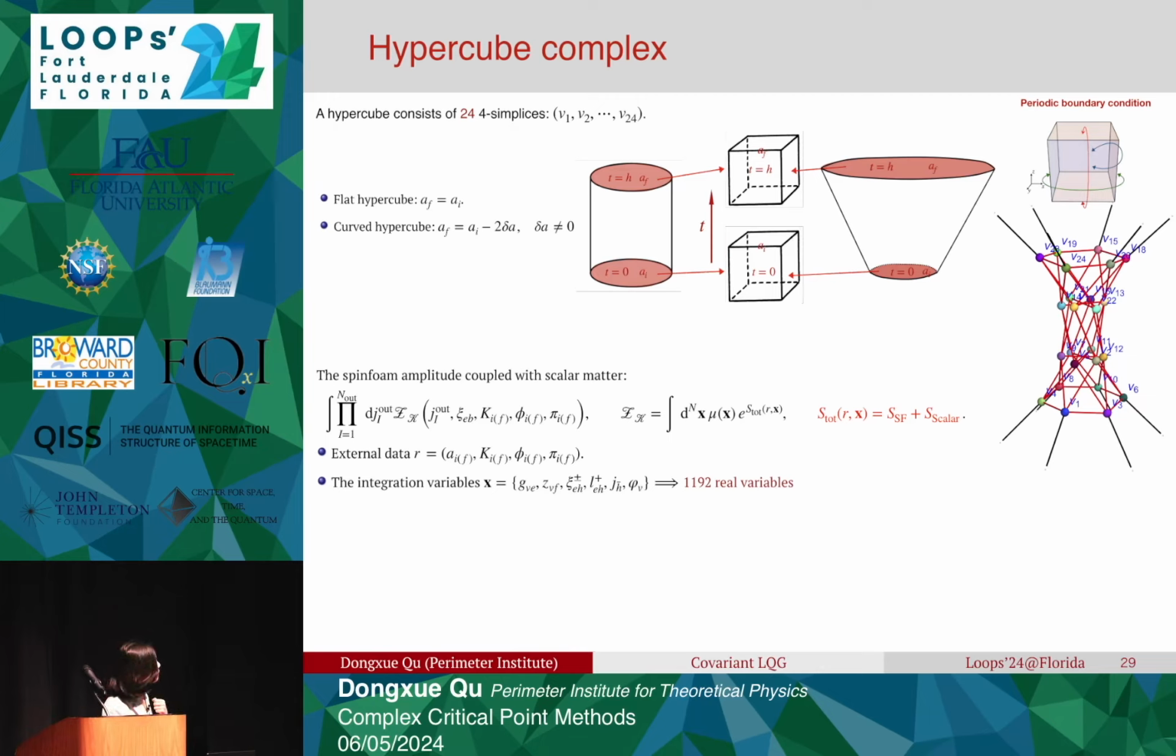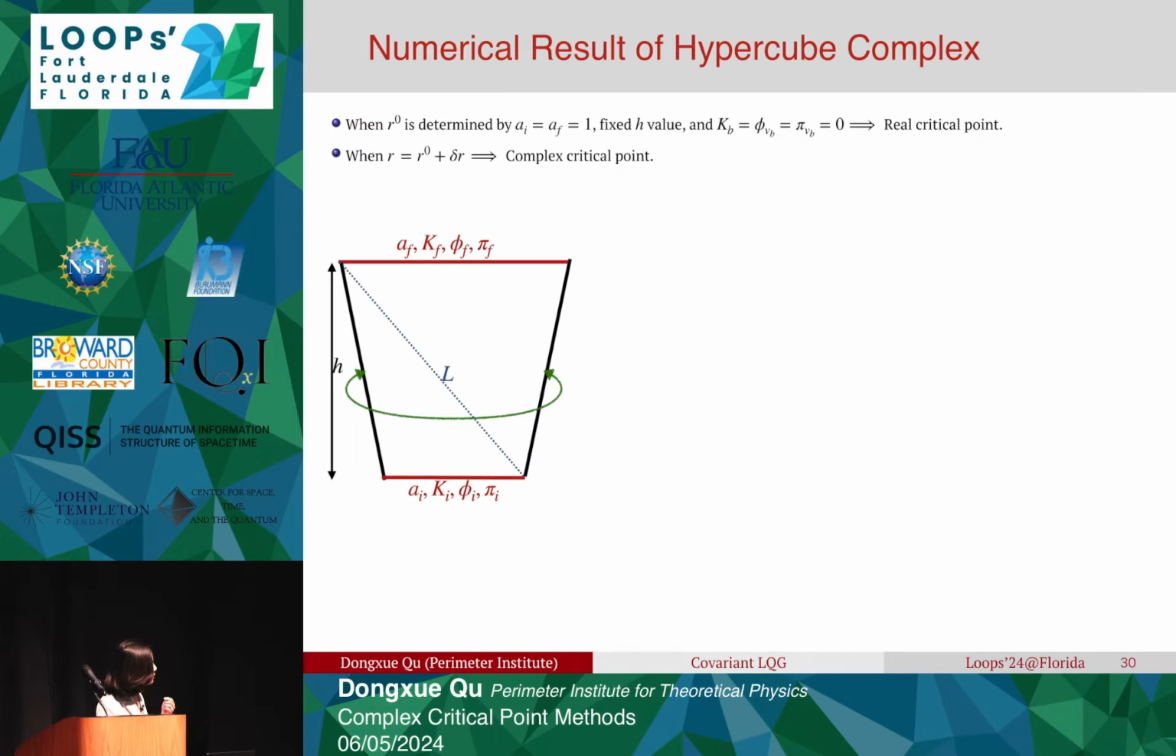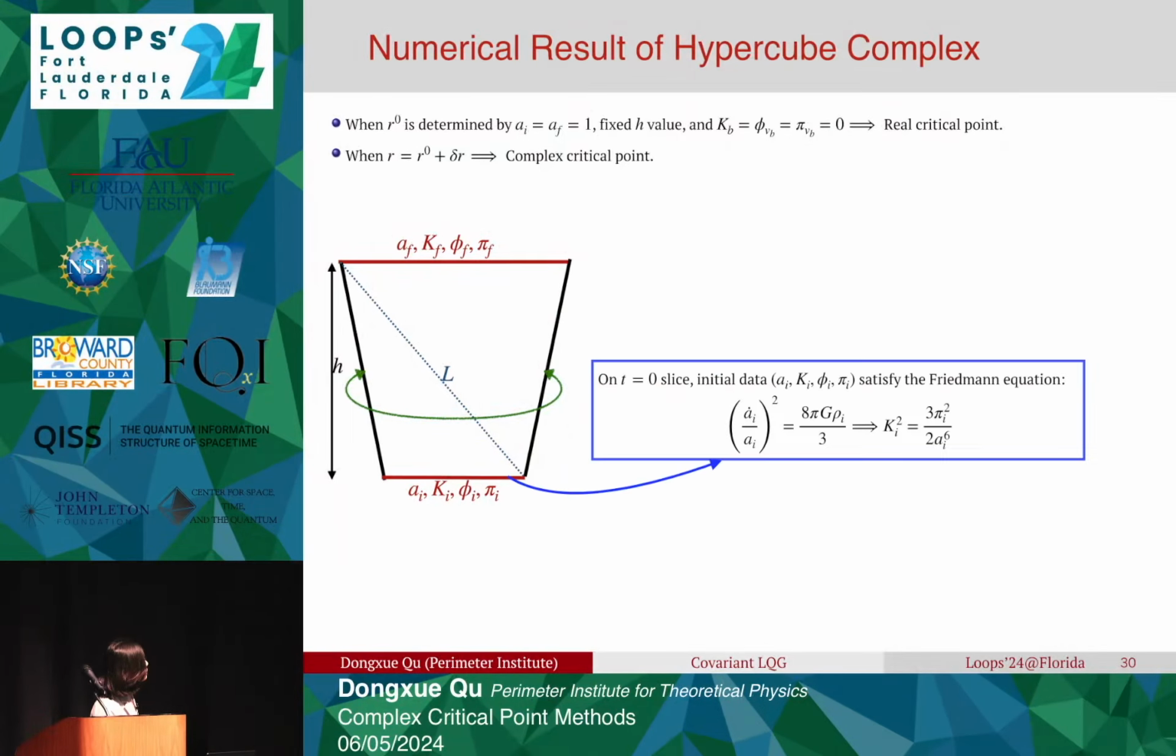So here, for the spin foam amplitude coupled with the scalar matter, we get the effective action. We call it the effective total action. It's the sum of the spin foam action and the scalar matter action. And here, the integrated variables are around 1,200 real variables. Then we can compute the complex critical point. But before we compute the complex critical point, we need to construct the real critical point. We just set a flat geometry and make the boundary vacuum. Then, from this real critical point, we make some deformation.